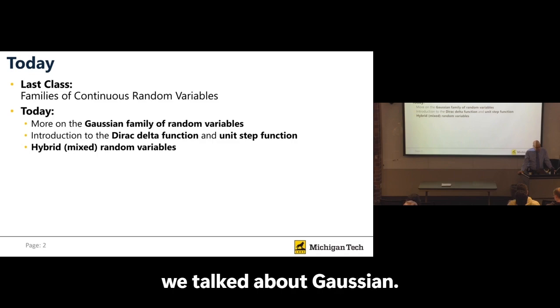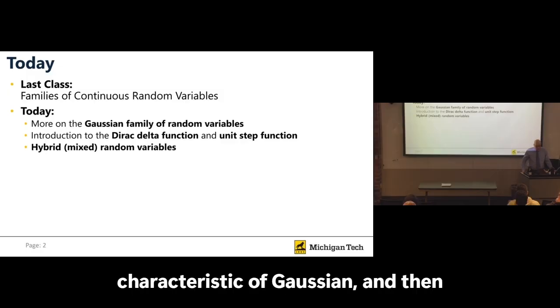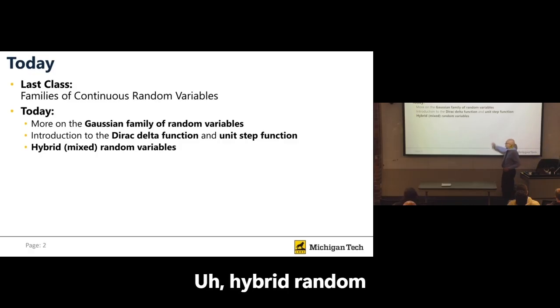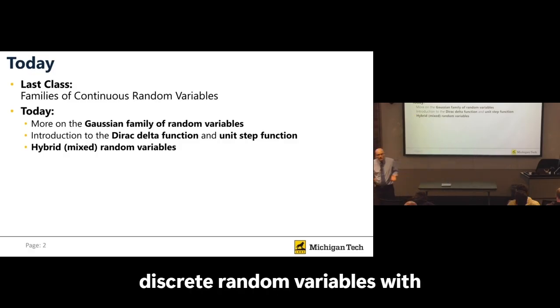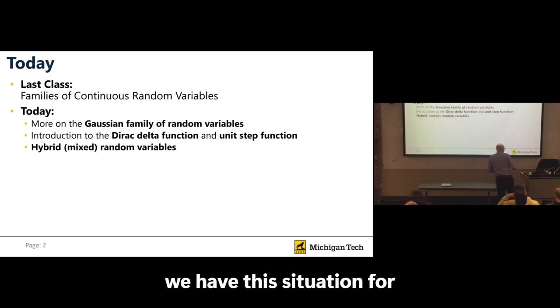We talked about Gaussian a lot last class, but we had a one-week delay, so I'm going to cover a little bit more about Gaussian, more characteristics of Gaussian, and then we're going to go to hybrid random variables. Is it possible to mix discrete random variables with continuous? Yes. In some applications, we have this situation.